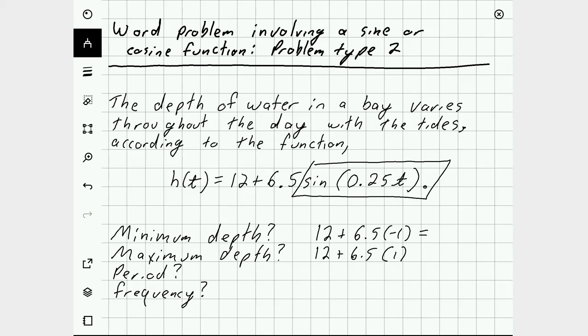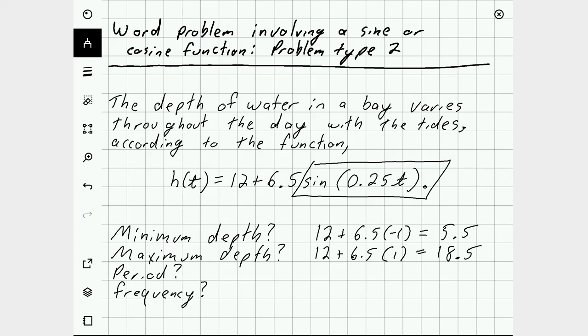6.5 times -1 is -6.5. 12 minus 6.5 is 5.5. 6.5 times +1 is 6.5. 12 plus 6.5 is 18.5. So the minimum is going to be 5.5 feet. The maximum is going to be 18.5 feet.